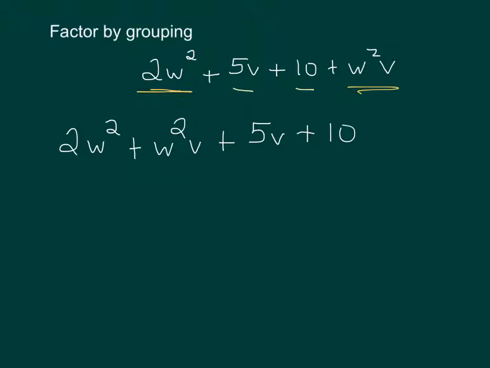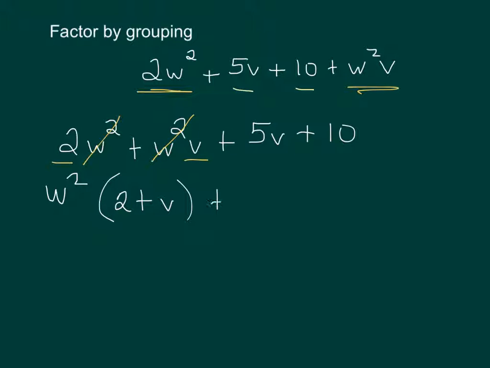And so looking at these first two terms only, I can see what they have in common is a W squared. So I would factor out a W squared, and what I would have left then is a 2 plus V. So in other words, when I factored out a W squared, so in other words, that got factored out, what's left is the 2 plus V.